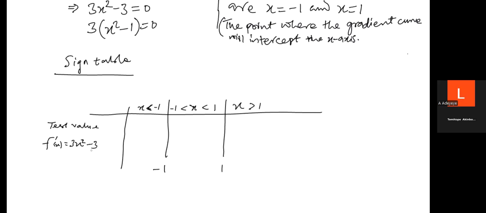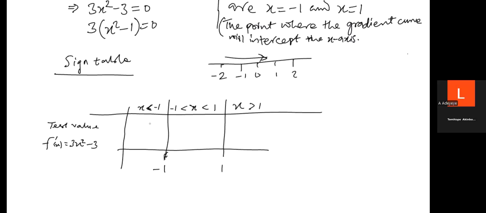Is that clear? Yes, sir. Okay. Now, for this one, we need a number that is less than -1. And of course, if you draw your number line, 0, 1, 2, -1, -2, this is the increasing order. So a number that is less than -1, you can take -2 as our test value. Here, we can use 0 as our test value. Here, you can take 2 as our test value.